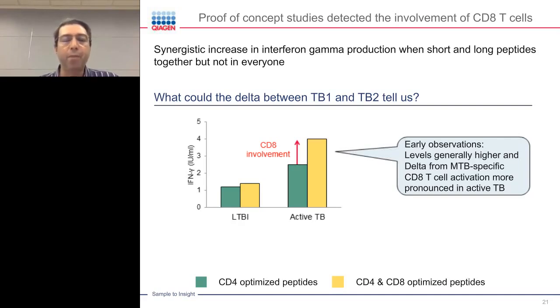In that setting, these tubes really acted like replicates. And it wasn't until we really went into these higher burden and higher risk settings, and particularly in the case of active disease, that we were able to see quite a different response. And we were able to see that in that setting, the level of gamma interferon produced to the CD4 optimized peptides alone tended to be lower than the level when we had both the longer and the shorter peptides together for CD4 and CD8 T cell stimulation. So this now gave us a very simple way of coming up with a biomarker for CD8 T cell involvement.